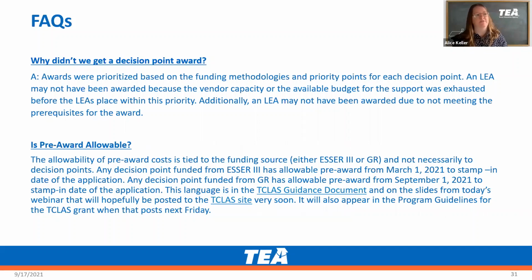Any decision point funded from GR has allowability for pre-award from September 1st, 2021 to the stamp-in date of the application. And again, stamp-in date is the date that the application is submitted in the eGrants system. This language can also be found in the TCLAS guidance document, as well as the slides from today's webinar, and will also appear in the program guidelines when that posts. This says next Friday, but our anticipation is that the grant will post in eGrants this afternoon.